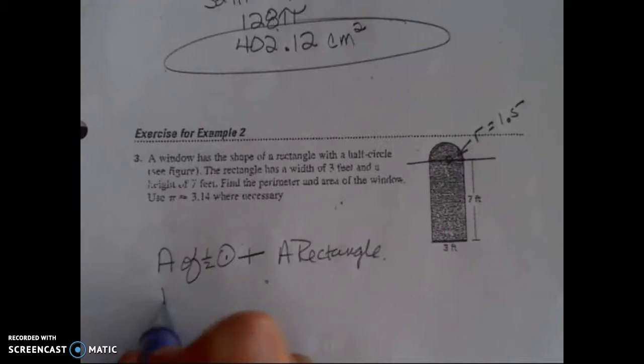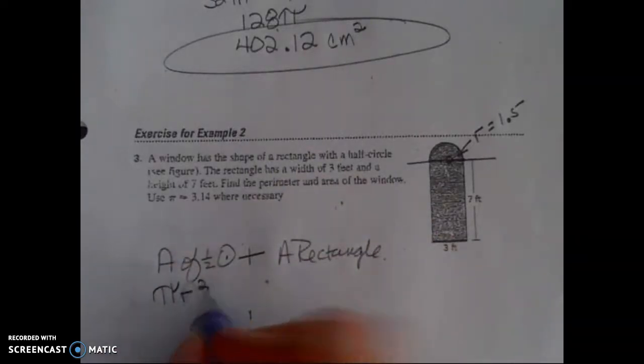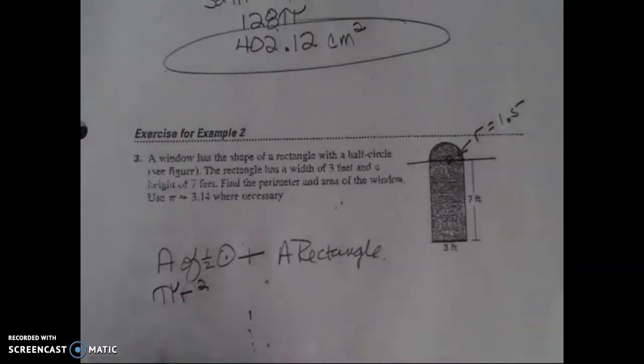So for the circle, pi r squared. Pi r squared will get you the whole circle, and the radius is 1.5. So it's going to be half of pi times 1.5 squared. This is going to be half of the area of the circle. I'm going to put all of this in a calculator just like this. 0.5 times pi times 1.5 squared. I get 3.53.